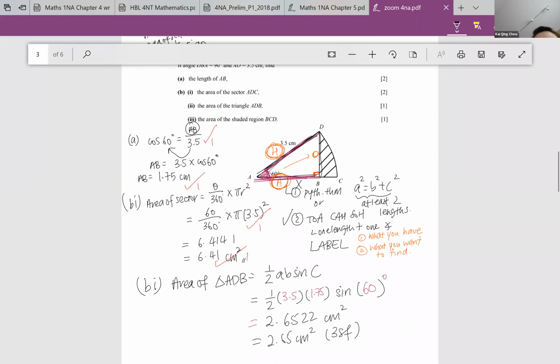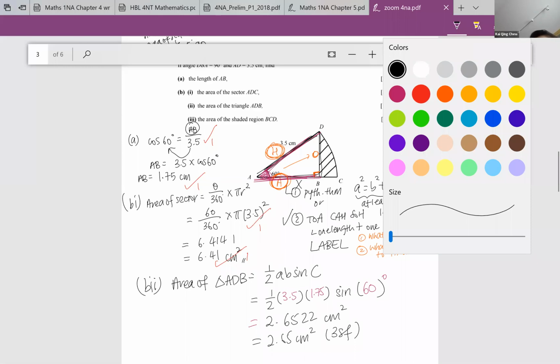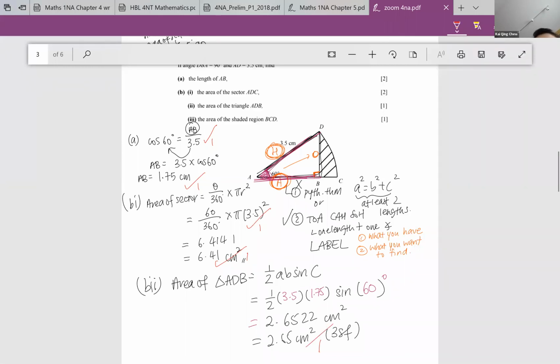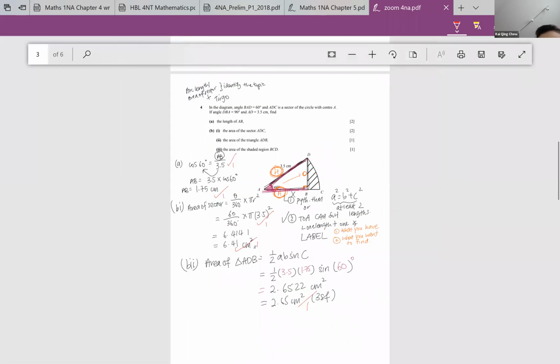Wow, so stingy. This one 1 mark only. Some part 2, by the way. So this one final answer straight away 1 mark. So this question actually guides you to the last question, all the way. Last one asks for area of shaded region. This one should be quite simple.